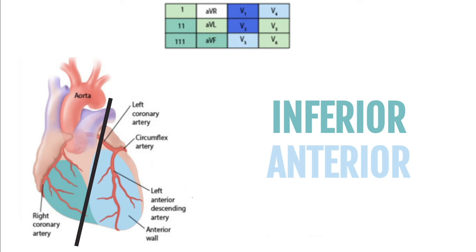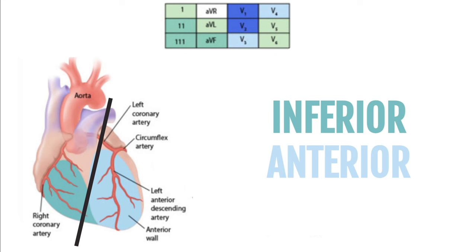So looking at this picture, does it make sense that an inferior wall MI has a greater risk of also developing a right ventricular infarction? Indeed, the RCA is supplying blood to that right ventricle, so it's totally possible. And if you look up at the chart on top, it's the three rows of the EKG leads that we would see on an EKG. And there you have the inferior wall, leads 2, 3, and AVF on the right side of the EKG.